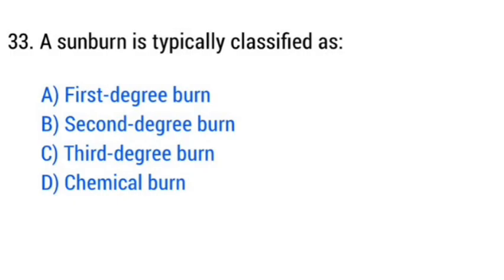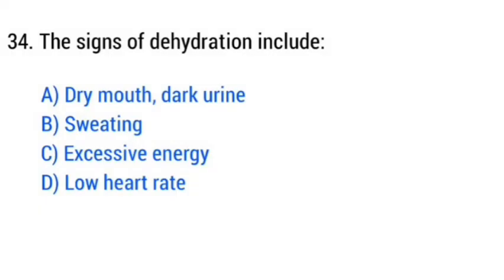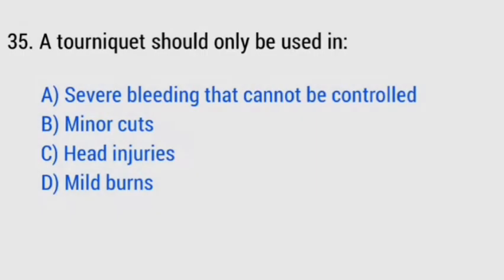A sunburn is typically classified as: first degree burn, second degree burn, third degree burn, chemical burn. Sunburn is typically a first degree burn. Signs of dehydration include: dry mouth, dark urine, sweating, excessive energy, low heart rate. Signs of dehydration: dry mouth and dark urine.